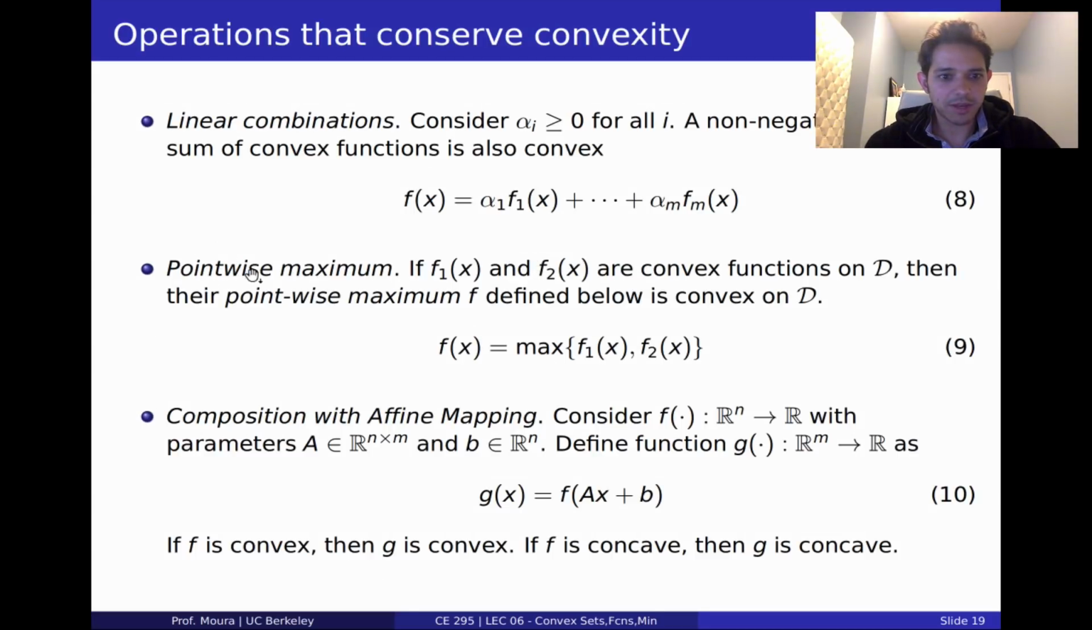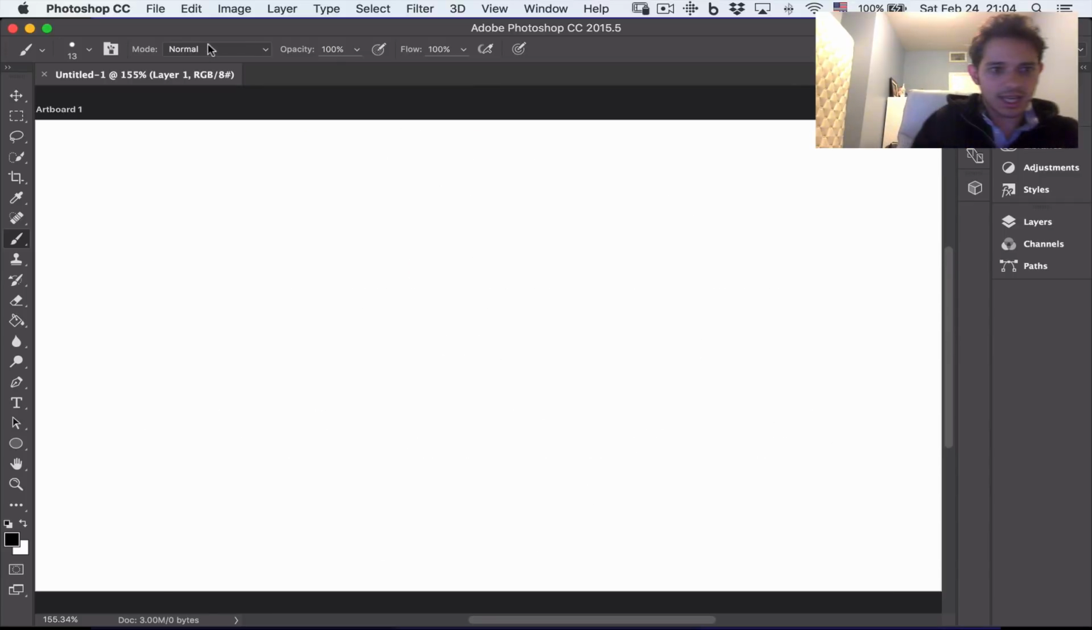All right, let's now talk about the pointwise maximum. Consider f1 and f2 to be convex functions on some set D. Then we say that their pointwise maximum f is defined as follows. f of x is going to be the maximum value that either f1 or f2 takes. Now let me move over here to Photoshop to give you an example. Let's consider two convex functions, f1 and f2.